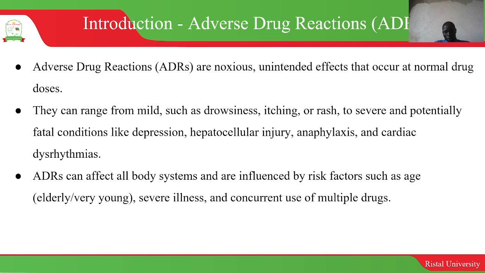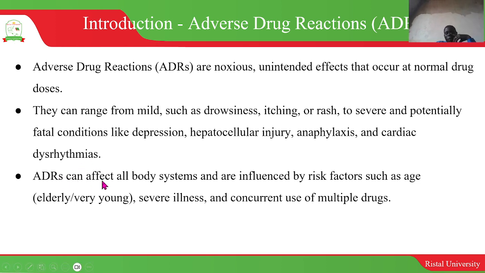They range from mild, such as drowsiness, someone can become drowsy, or there is itching, pruritus, or there has been a rash after administering a drug. We say these are mild, but we can have a severe form and also potentially life-threatening conditions, like depression or liver injury or anaphylaxis, like anaphylactic shock, and even cardiac dysrhythmias, meaning alteration in the heart rhythm, the heartbeat changes and the rhythm is altered.